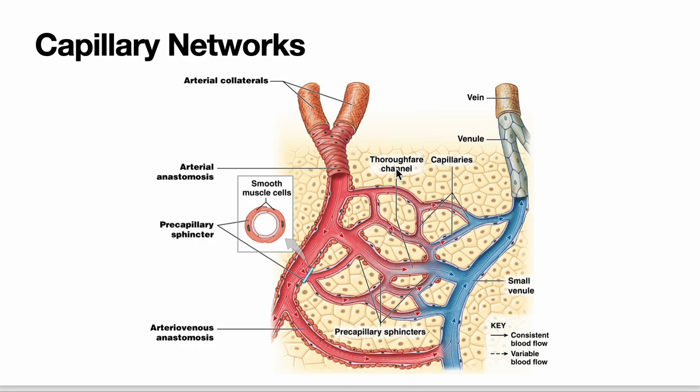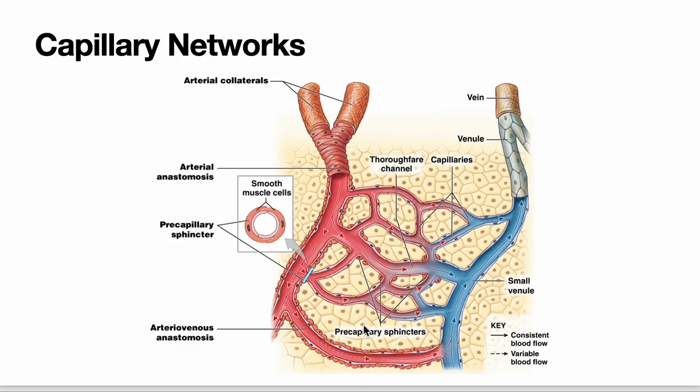So, oxygen and glucose out, for example, into the surrounding interstitial fluid. Waste products will move in. And so, that deoxygenated blood, along with those waste products, will be collected and drained into small venules, which will eventually come together to form veins and ultimately return to the heart via the vena cava.